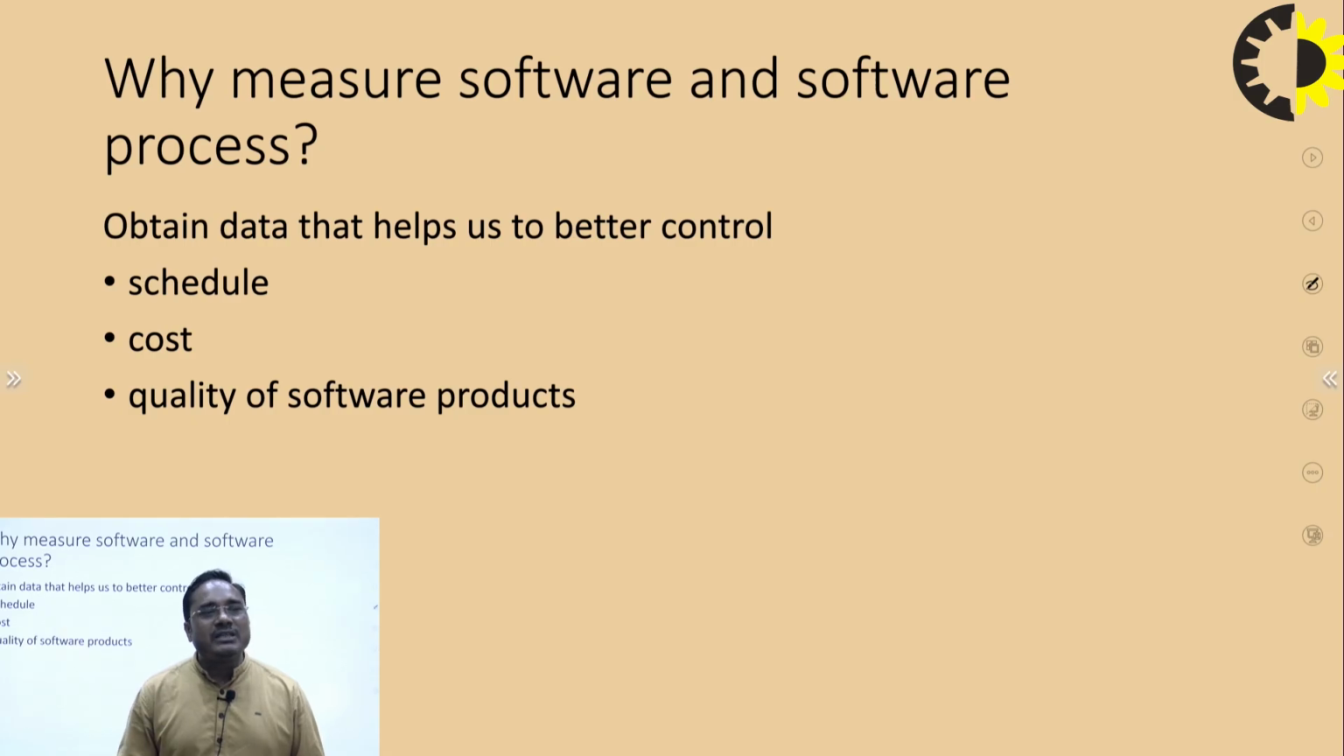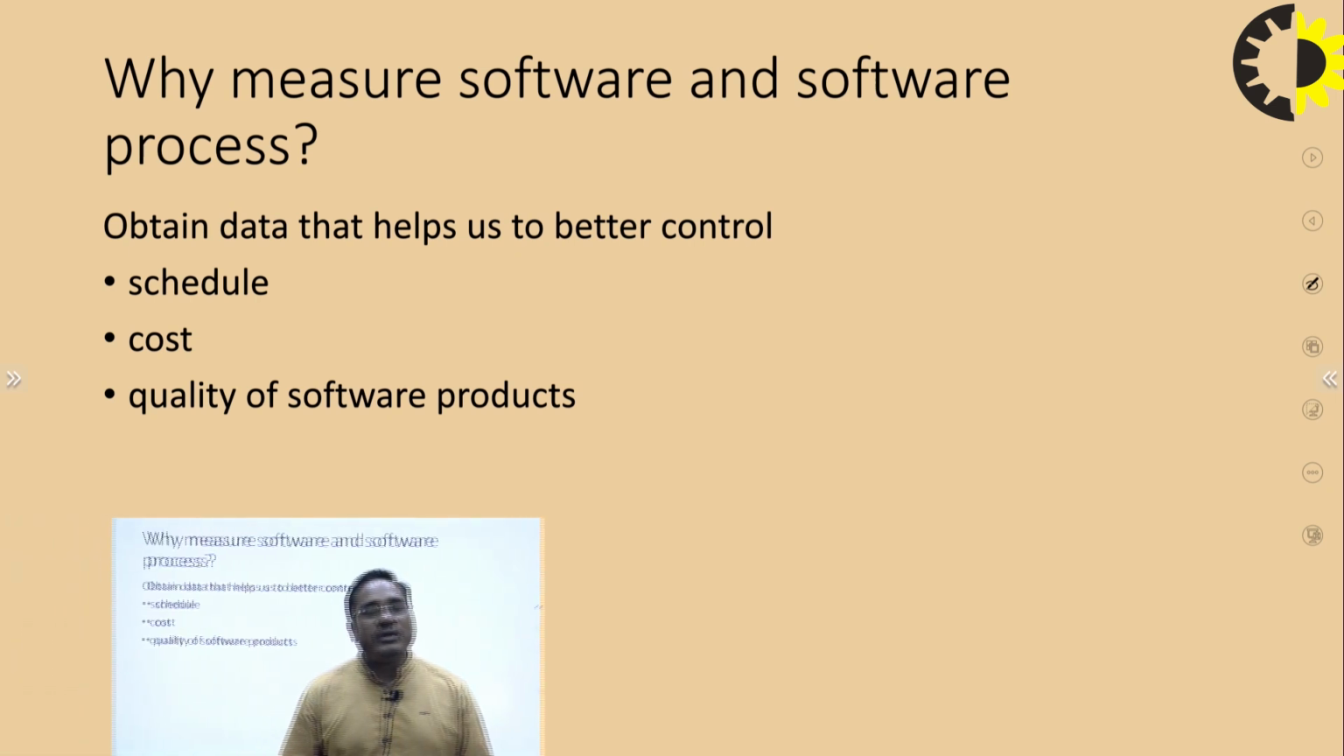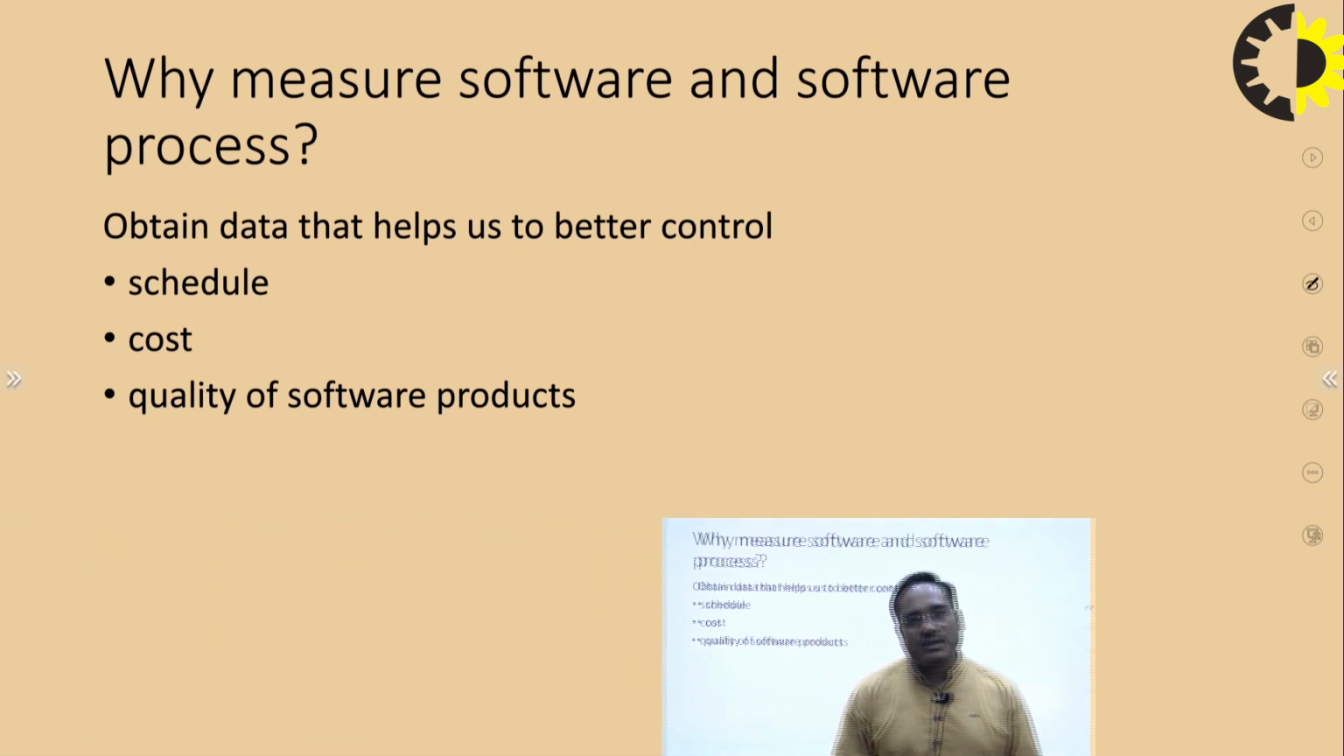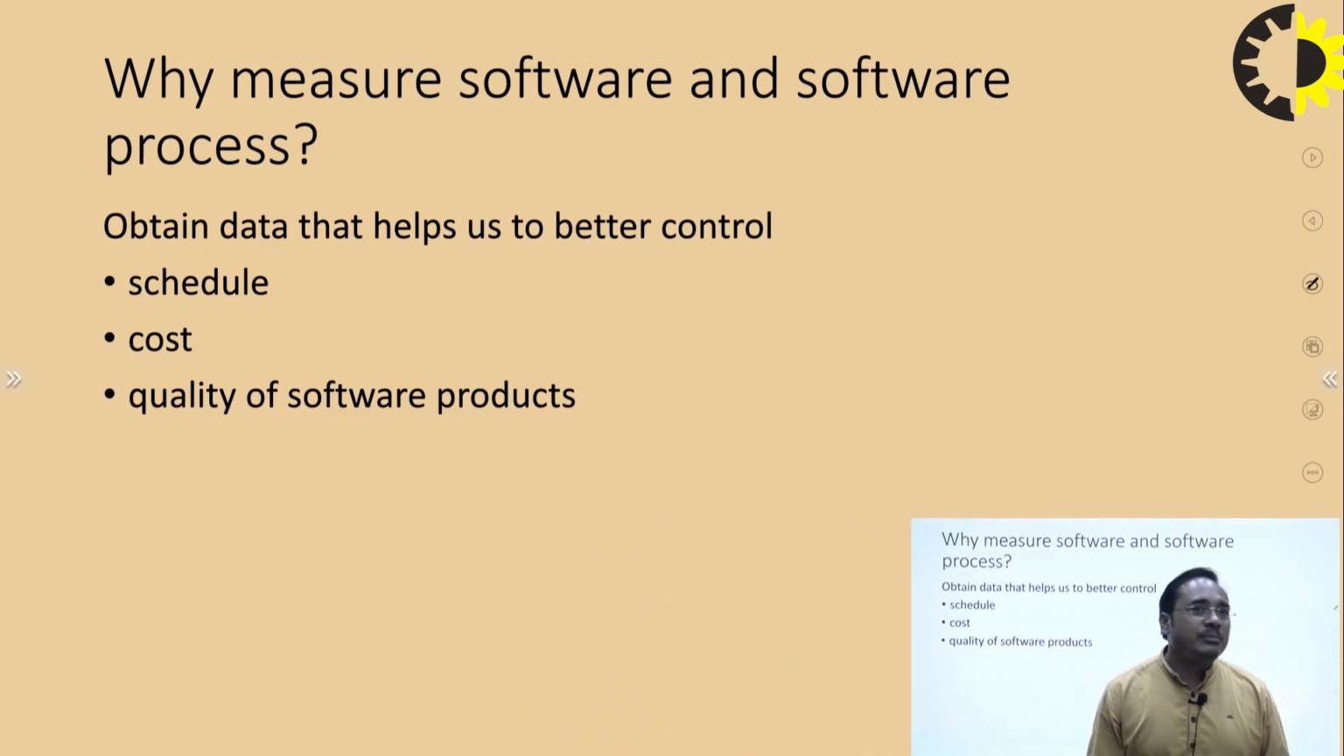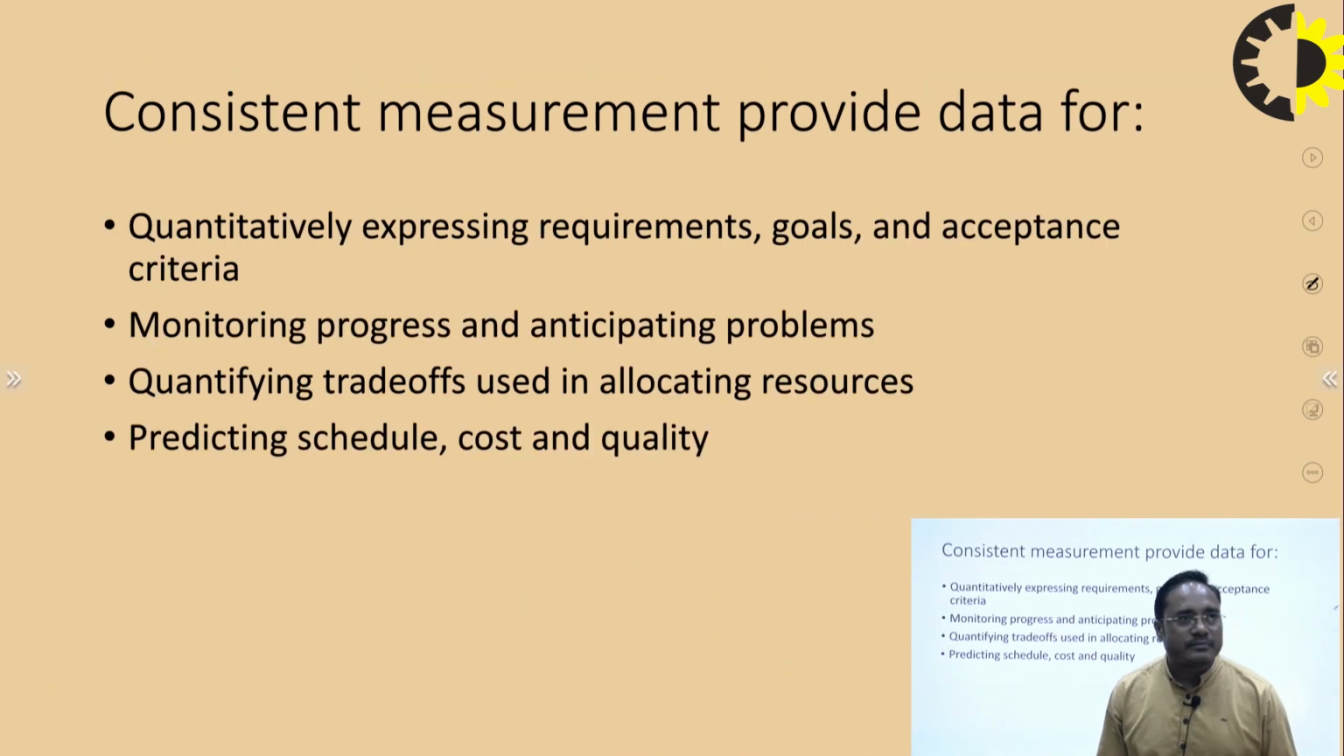That is, the first point is schedule. What schedule are we going to use? What is the cost of the software? What is the quality of the software when it is going to launch in the market? So these are the important key points of the software process.